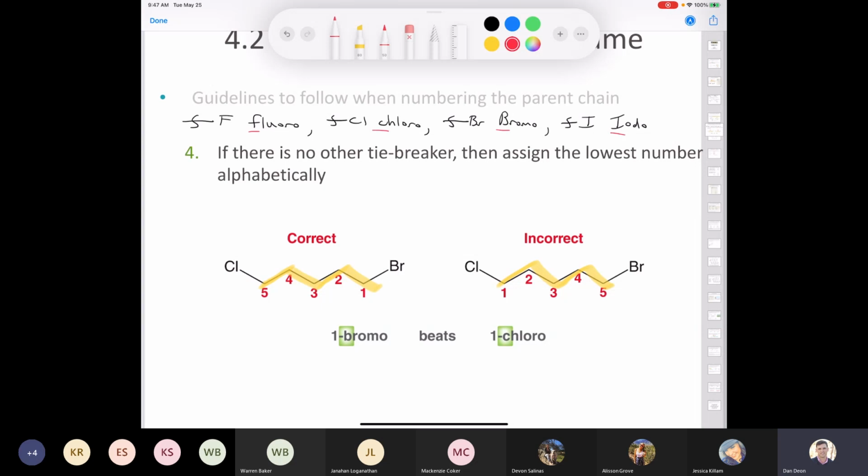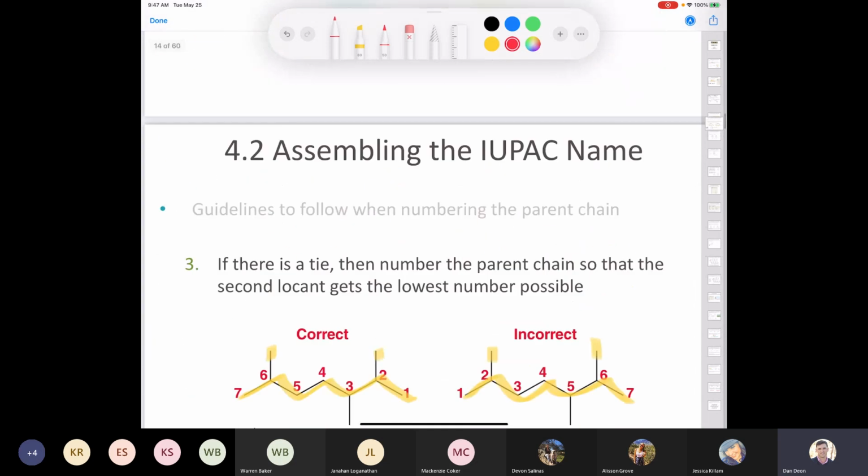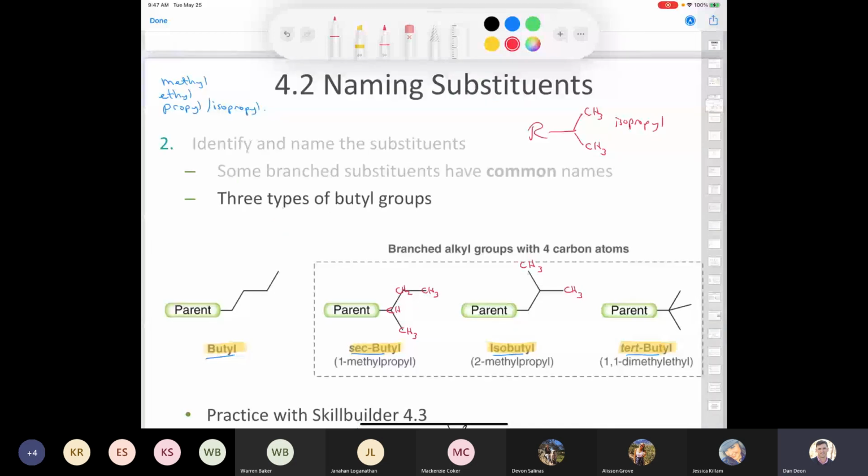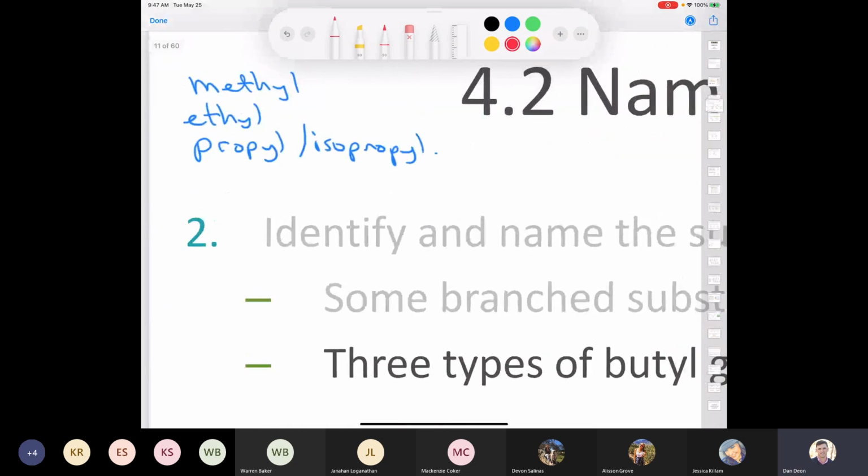Let me back up and show you another cool thing about the alphabetization that sometimes annoys students, but it's just the way it is in organic chemistry. So look, we ignore all prefixes when we're alphabetizing substituents except iso, cyclo, and neo. So if you have methyl, ethyl, propyl, and isopropyl, methyl is alphabetized according to the letter M. Ethyl is alphabetized according to the letter E. Propyl is alphabetized according to the letter P. And isopropyl is alphabetized according to the letter I.